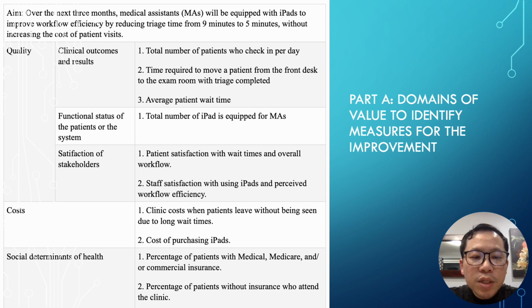The last factor, the social determinants of health. The percentage of patients with Medi-Cal, Medicare, and commercial insurance, and the percentage of patients without insurance who attend the clinic.